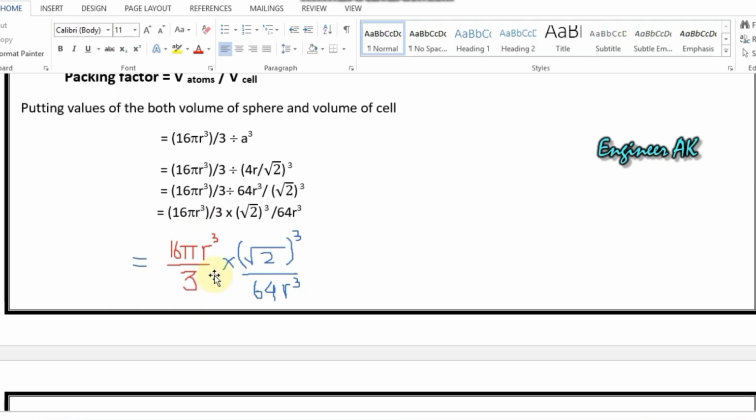If I simplify it, it looks like this: 16 pi r cube divided by 3, and I take the reciprocal, so the divide sign changes into a multiplication sign: under the root 2 cube divided by 64 r cube. If I solve it, 16 ones are 16 and 16 fours are 64. This r cube cancels out with this r cube. We are left with under the root 2 cube pi, divided by 3 multiplied by 4.